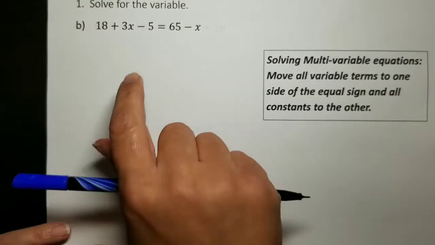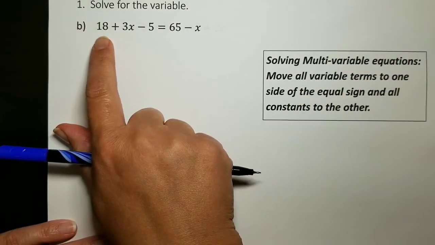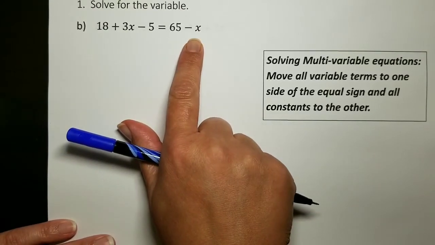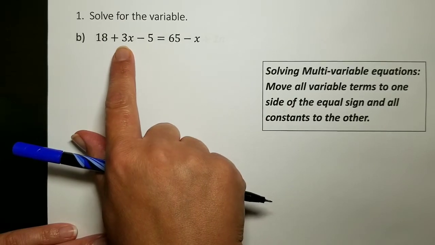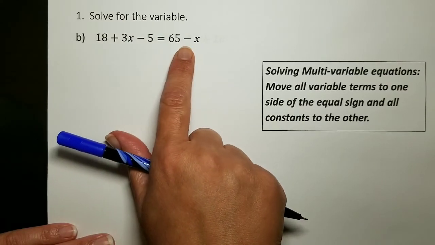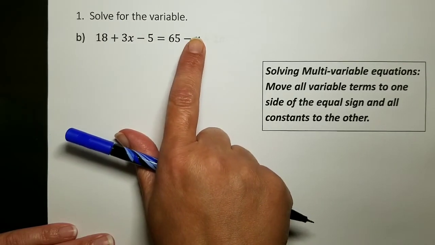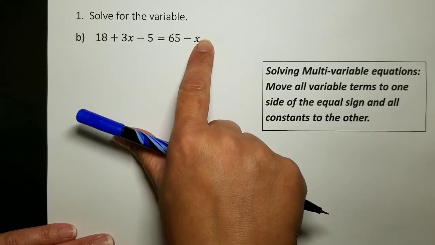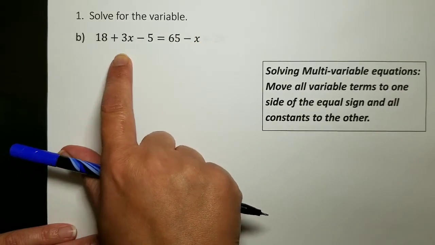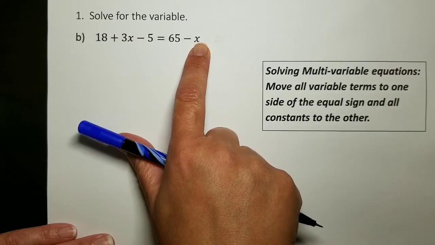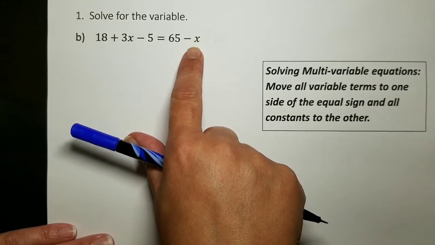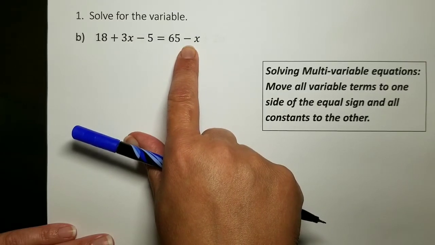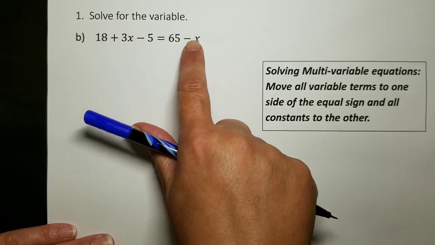Okay, so I'm going to do the next one not showing all of these steps. So for B, I have 18 plus 3x minus 5 equals 65 minus x. I know I'm going to want this x over on the left-hand side. To get this x on the left-hand side, I don't want it over here, so I have to get rid of it on the right-hand side. I would get rid of a minus x by doing a plus x. That would be a zero pair.